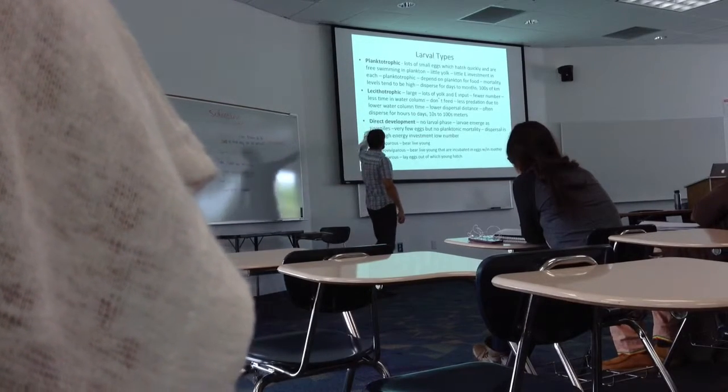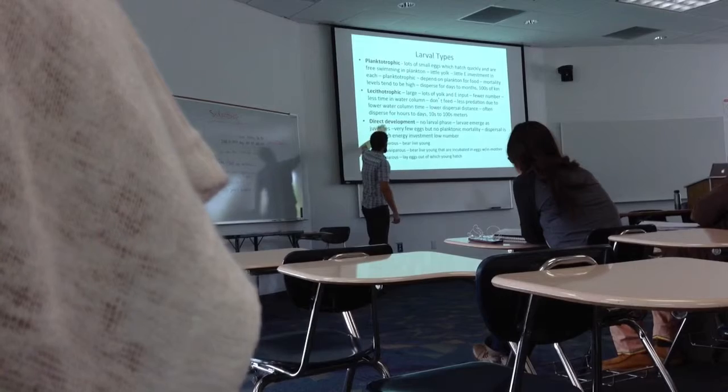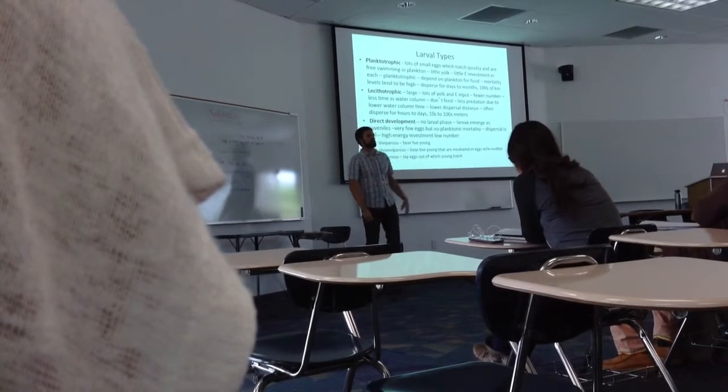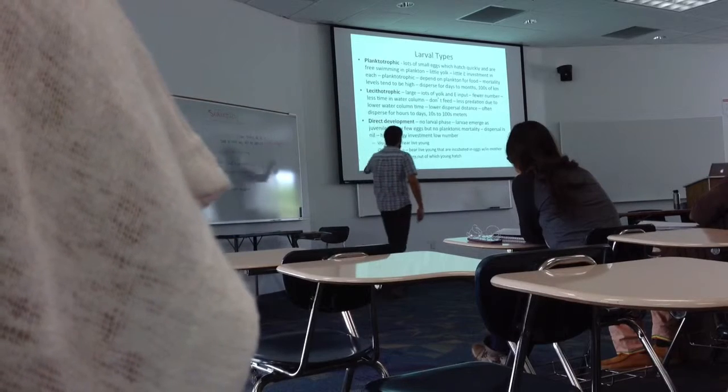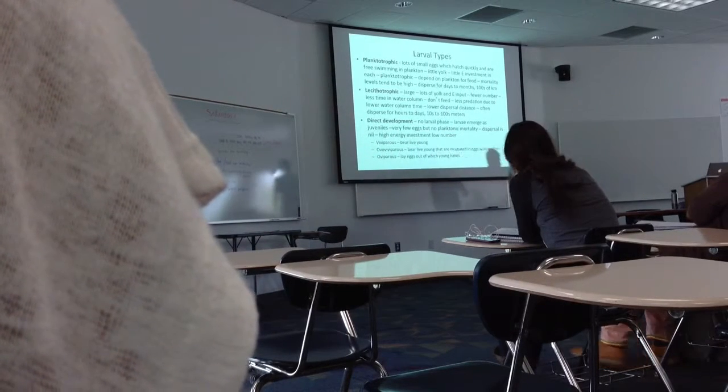And then we have a third, essentially a non-larval type, called direct development. Right? There's no actual larval phase. So the larvae emerge as juveniles.